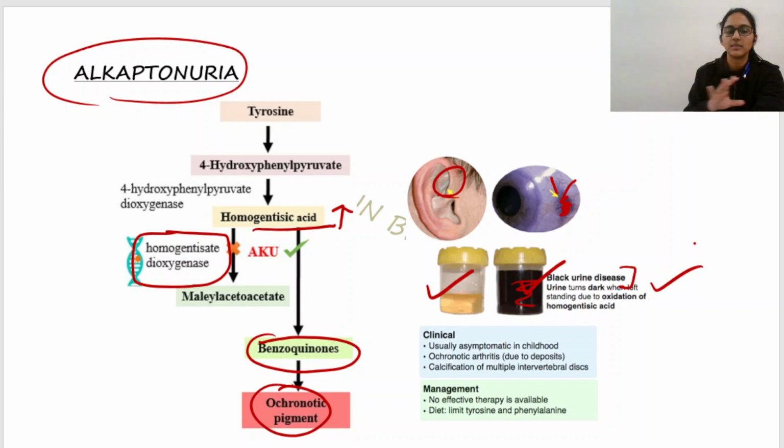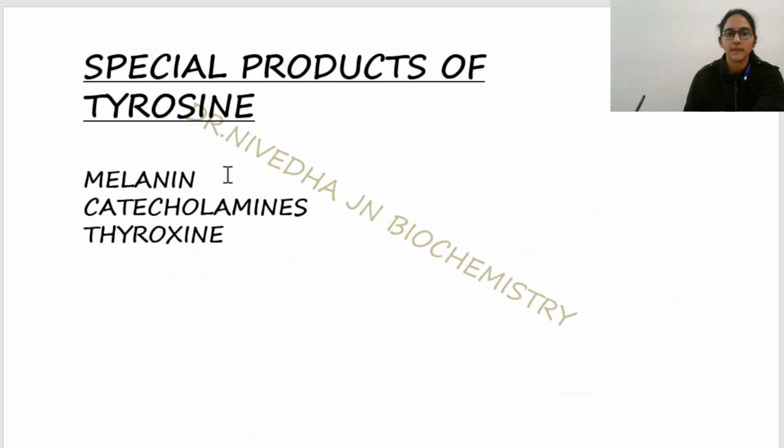So except for this, the patient will lead a normal life. But the ochronotic arthritis, if it starts manifesting, then that is crippling. Okay, so ochronotic arthritis, that is the deposition of this ochronotic pigment in your intervertebral discs and other joints. Okay, so now this is what is alkaptonuria. So we've seen about tyrosine metabolism, the pathway, that is the main catabolic pathway we have seen.